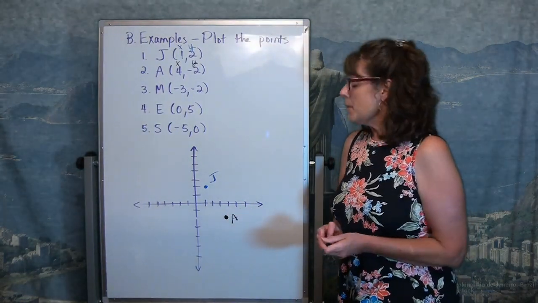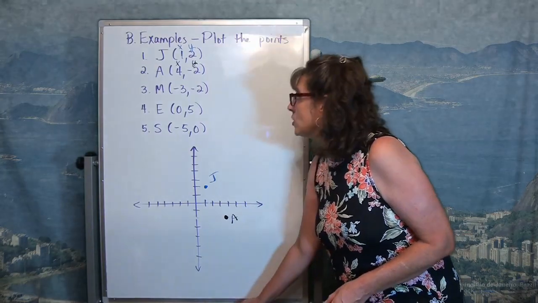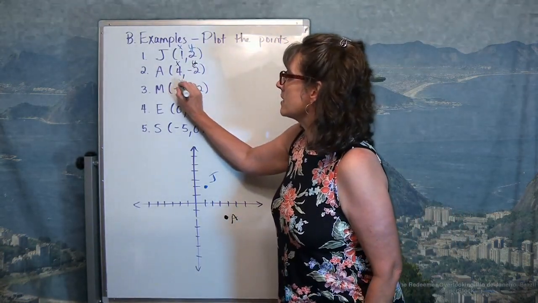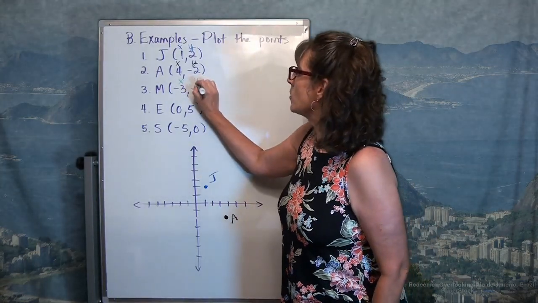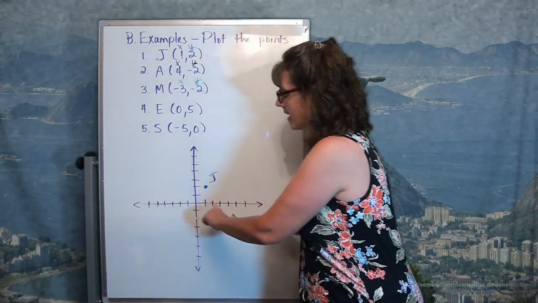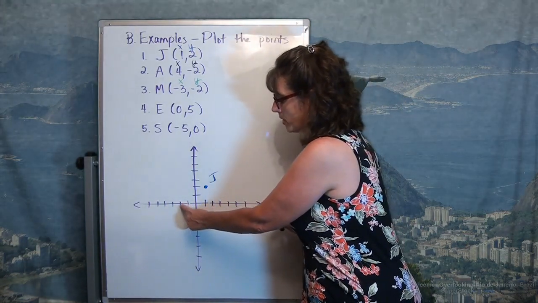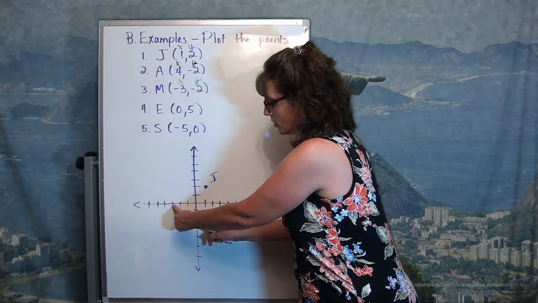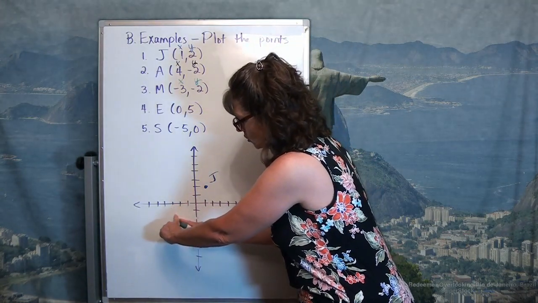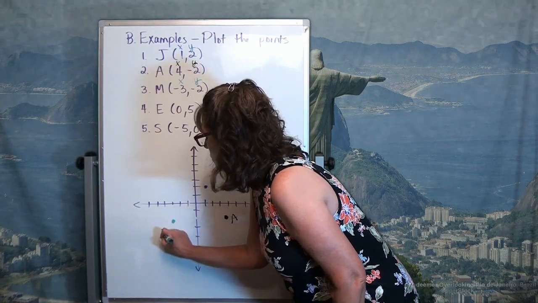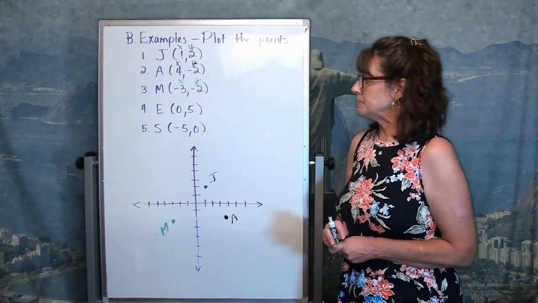Now my M, plotting negative 3, negative 2. Here again, here is my x coordinate because x comes first in the alphabet, and here's my y coordinate because it comes second in the alphabet. So I'm going to go along this x-axis here to negative 3, 1, 2, 3, and I'm going to go along the y-axis down to negative 2, 1, 2, and once again I'm going to find where these two meet, sitting right here. So here's where the point M is.